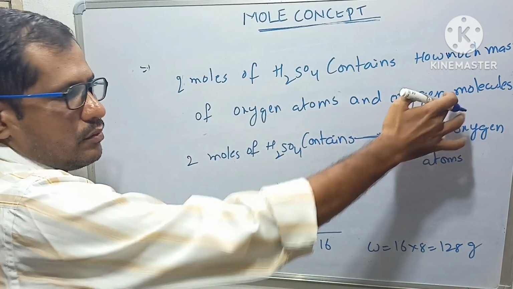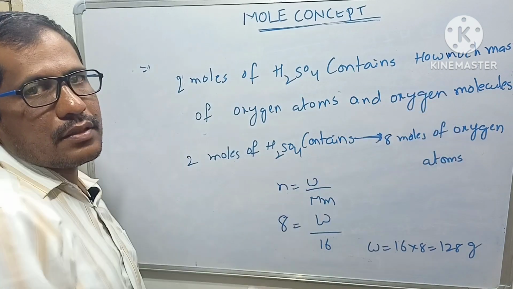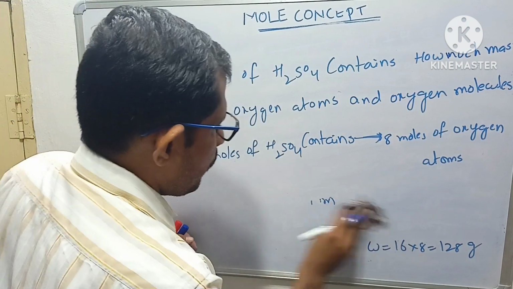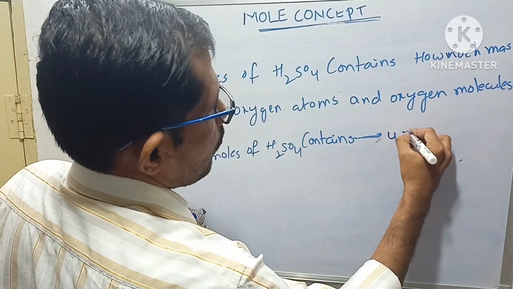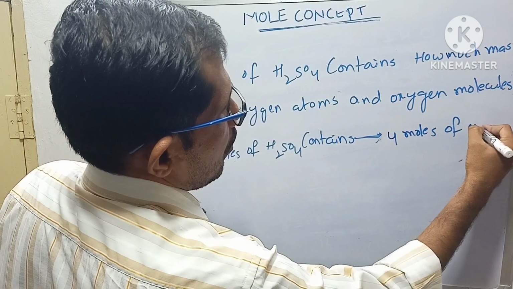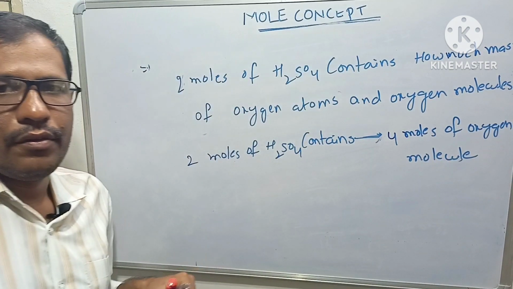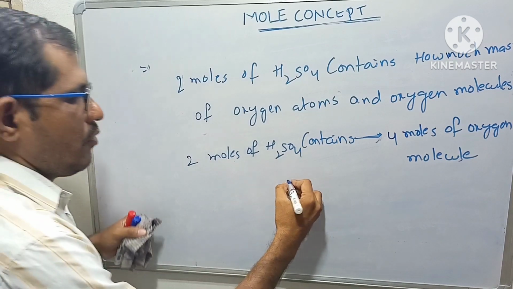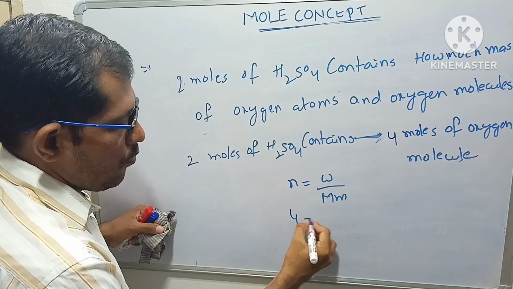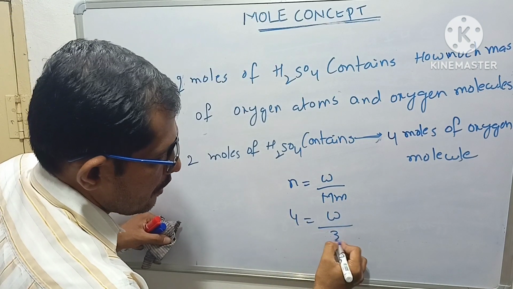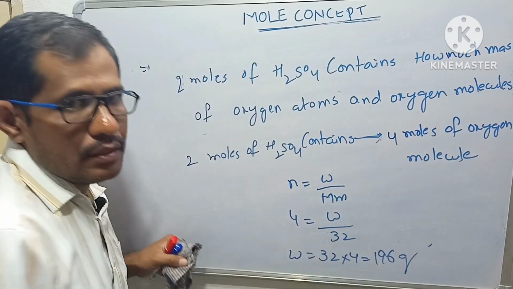Now we need to calculate the mass of the oxygen molecules. We have calculated the mass of the oxygen atoms. So we know 2 moles of H2SO4 contain 4 moles of oxygen molecule. We know the formula, moles equal to weight by molar mass. Here the oxygen molecule moles is 4, weight by the oxygen molecule molar mass, which is 32. So W equal to 32 into 4, so 128 grams is coming.